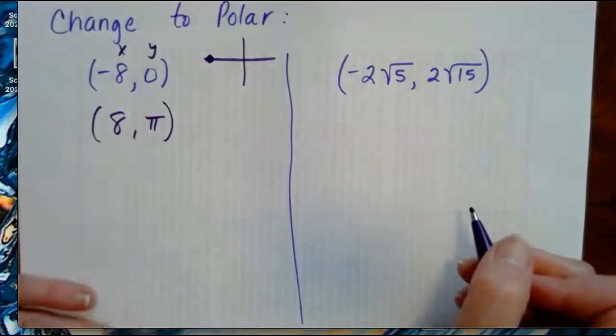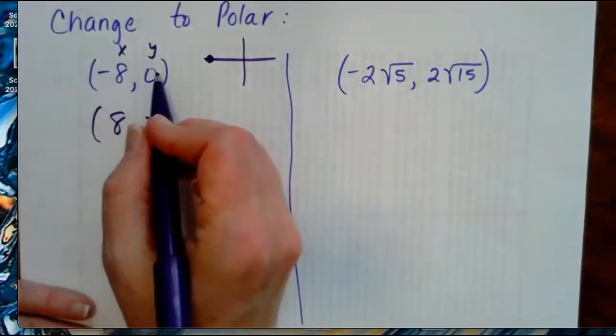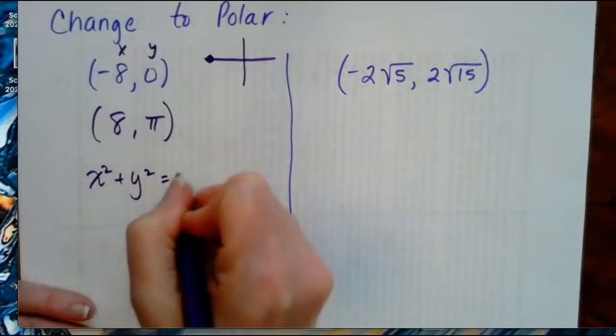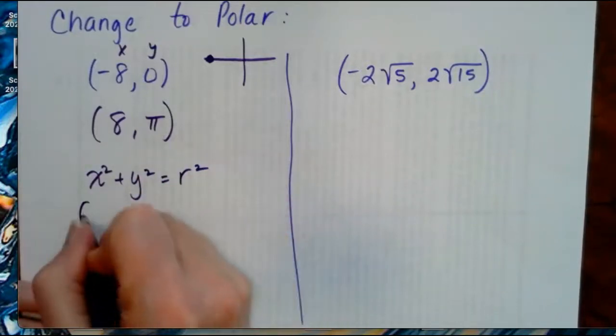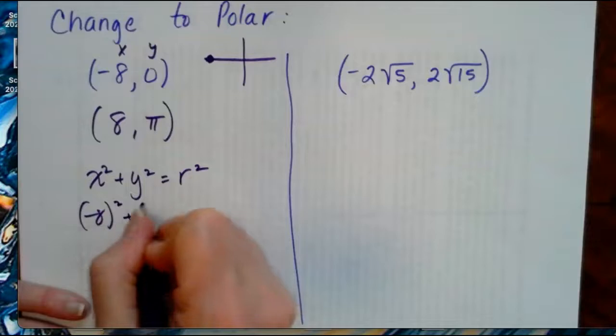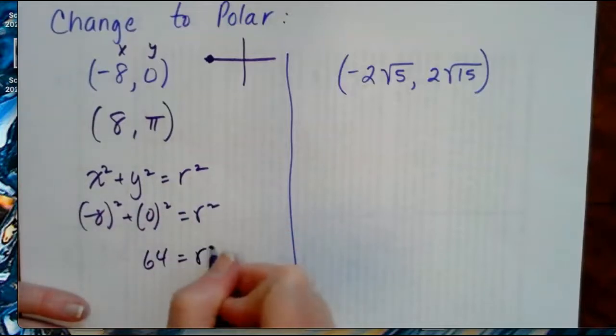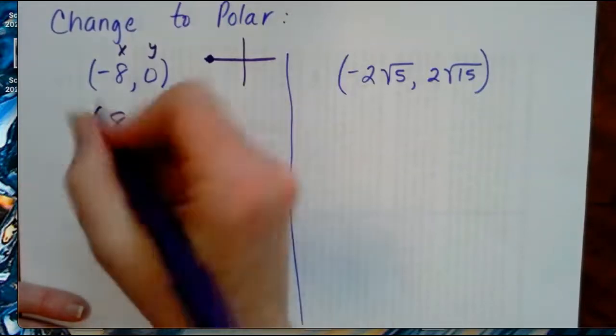Let's see why that is true. Remember, this is x, this is y. And x squared plus y squared equals r squared. So negative 8 squared plus 0 squared equals r squared. So 64 equals r squared. Therefore, r is 8. Check.